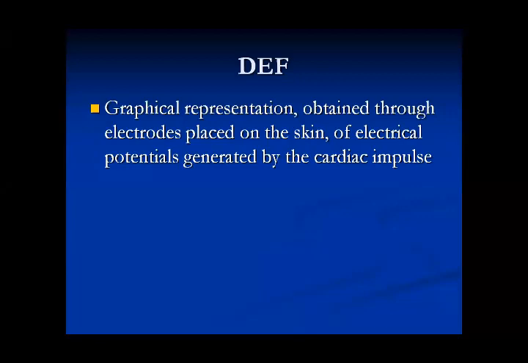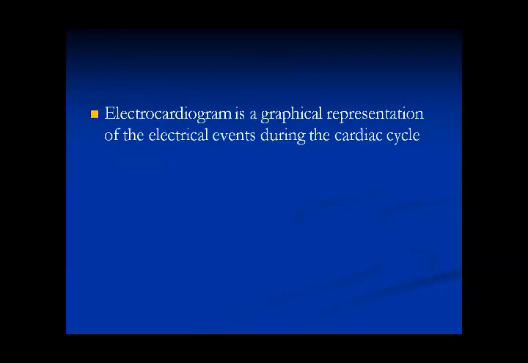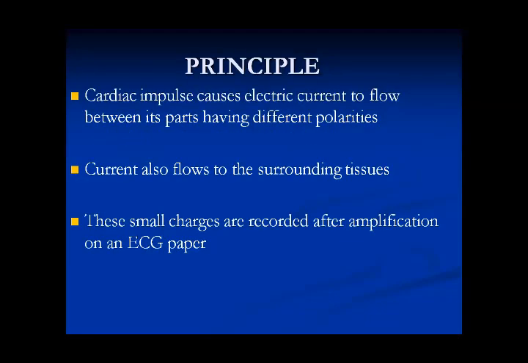Okay, by definition, ECG is the graphical representation, obtained through electrodes placed on the skin, of electric potentials generated by cardiac impulses during the cardiac cycle. During a cardiac cycle, the electrical events occurring, when they are represented graphically, that is ECG, right? Okay, so what's the principle behind it?